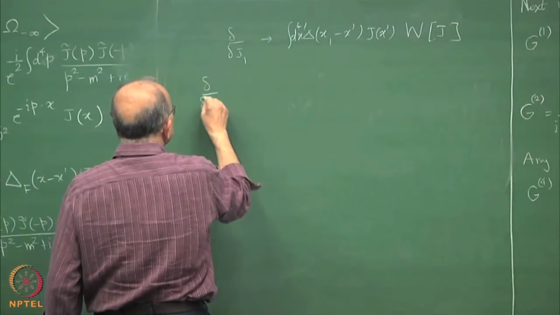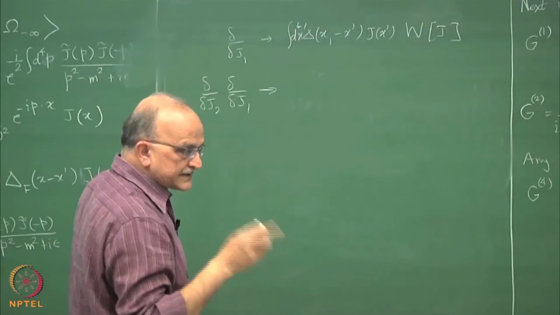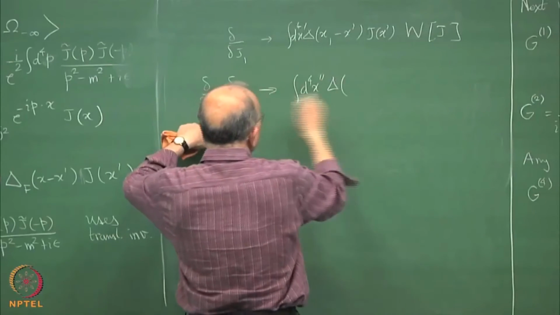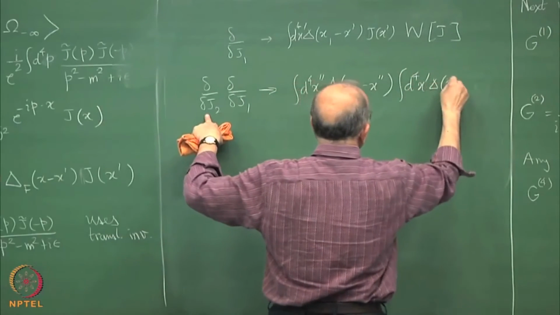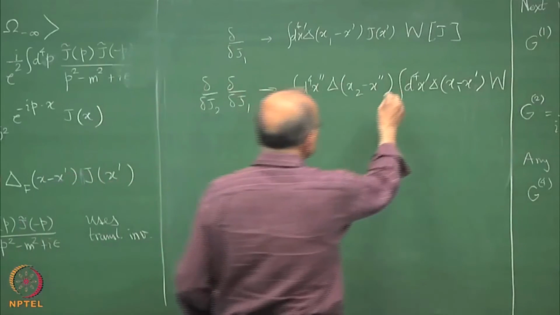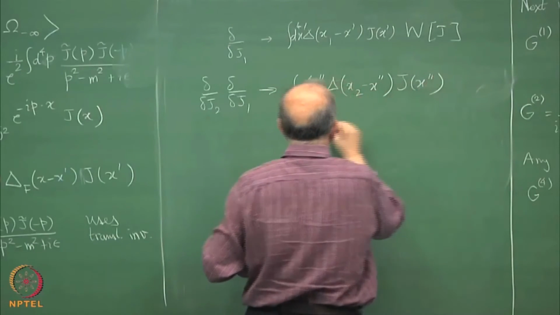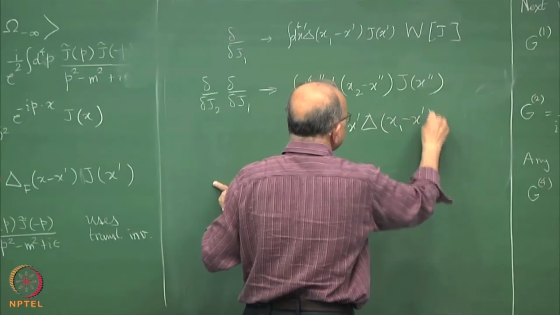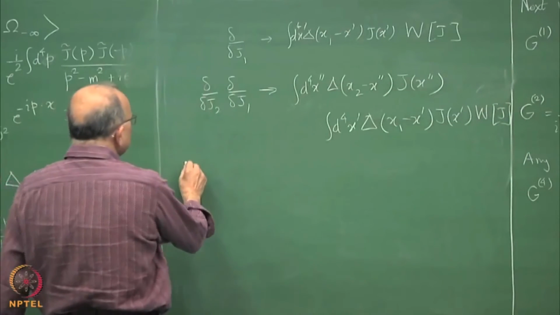When you vary twice, and have not set J equal to 0, you could end up with the integral d4x double prime delta of x2 minus x double prime, integral d4x prime delta of x1 minus x prime, times W. Right, and the J's, of course, the J of x. And so on. So next you do d by dJ3.